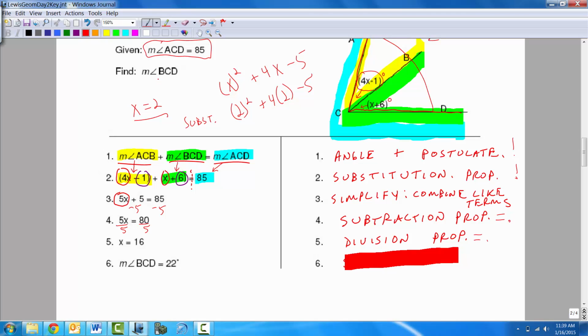Well, all of a sudden something happened. I had to find the measure of BCD. How do I find the measure of BCD? BCD is equal to x plus 6.